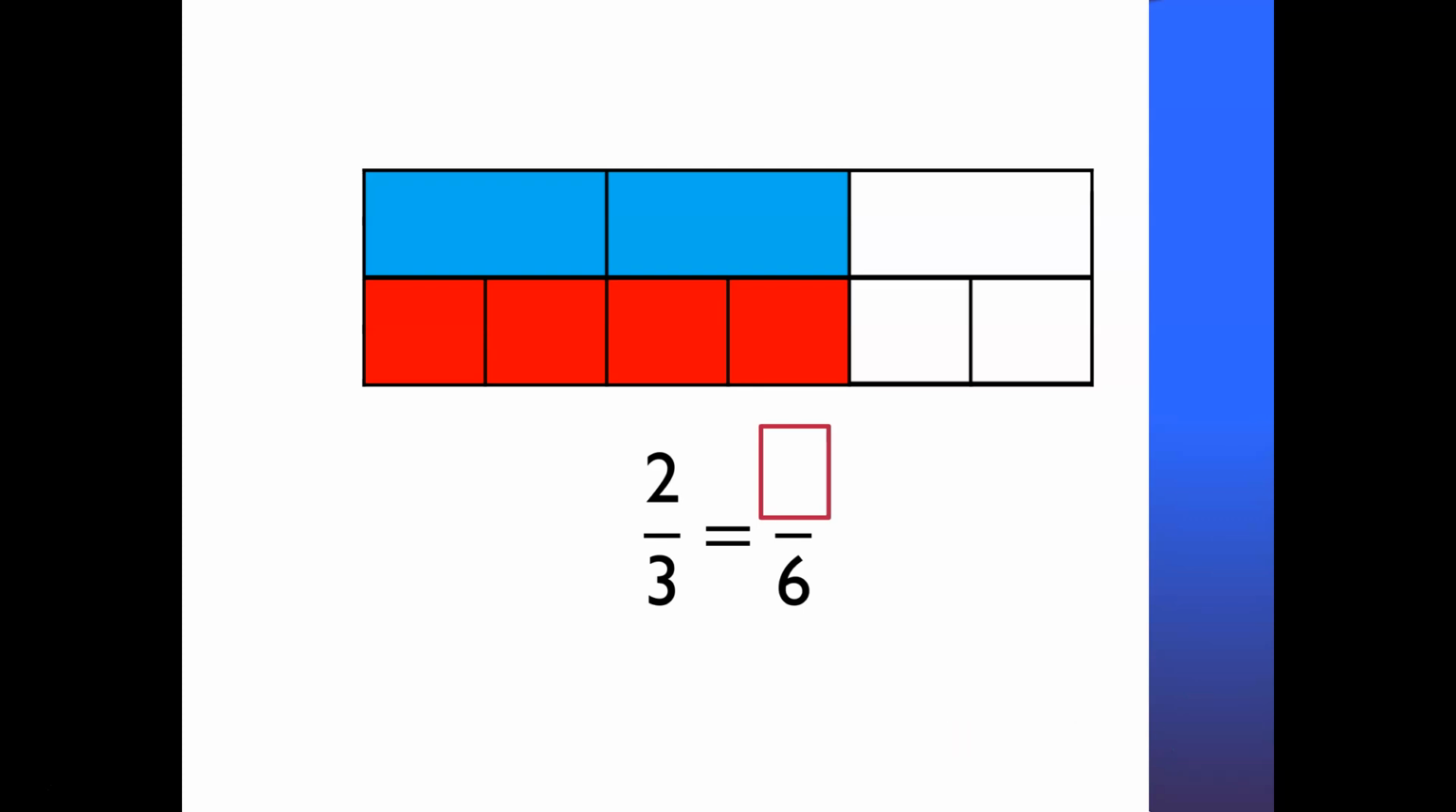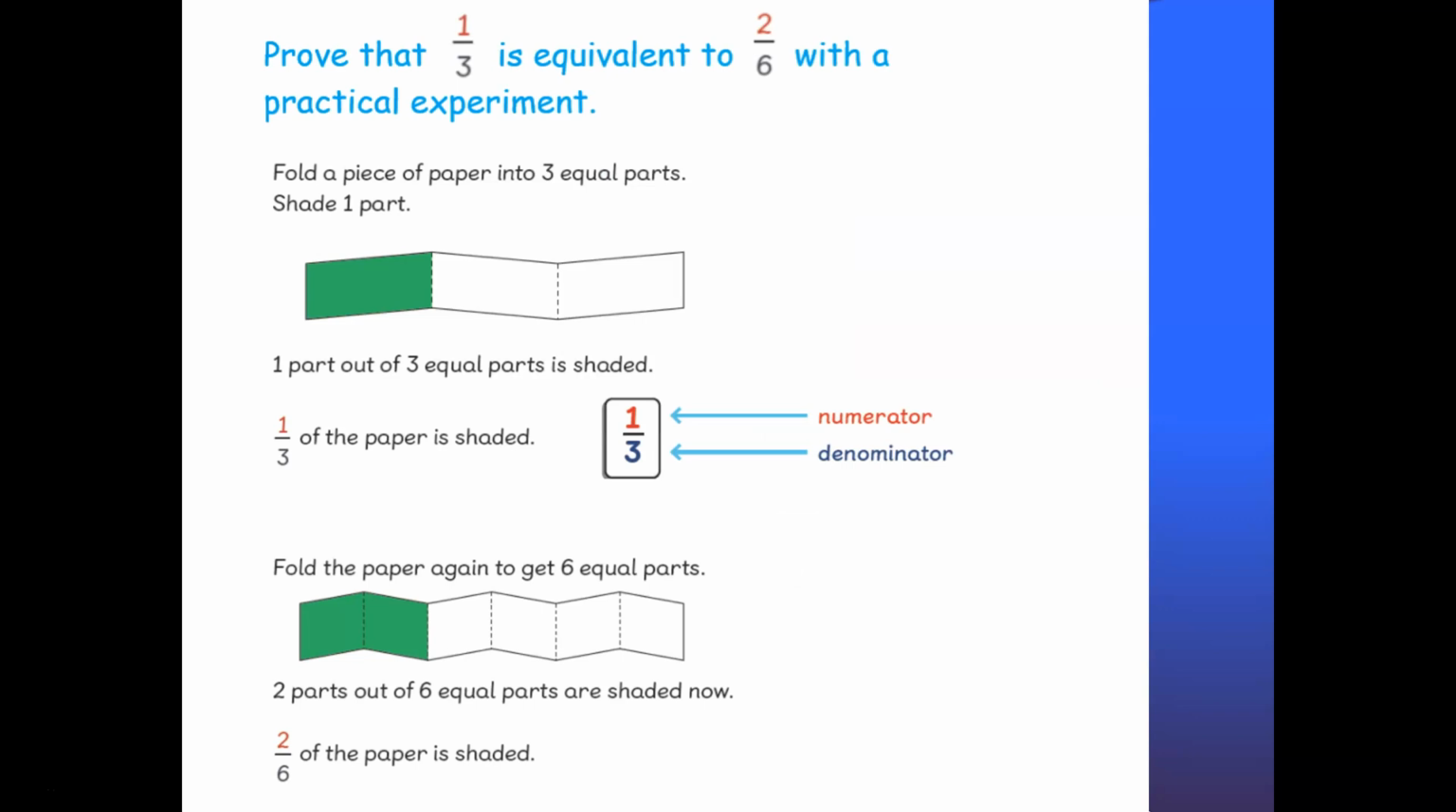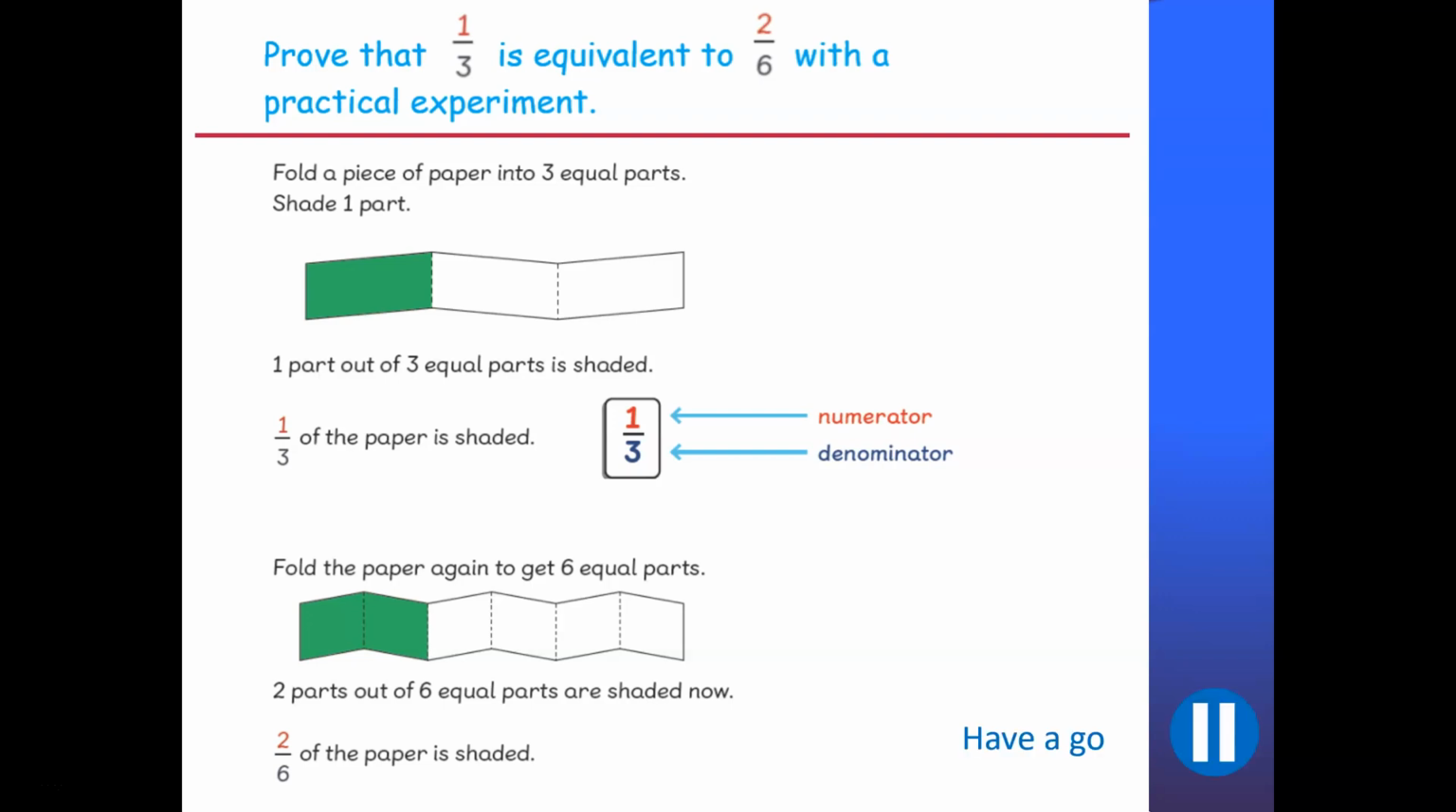The first bar is divided into thirds, and you can see that 2 of those thirds are shaded in. The second bar has been divided into sixths, and we have shaded 4/6. Here we have shown that 2/3 is equivalent to 4/6. Just as before, you can conduct a practical experiment with a strip of paper to prove that 1/3 is equivalent to 2/6, or similarly that 2/3 are equivalent to 4/6. Pause the video and follow the instructions to have a go.